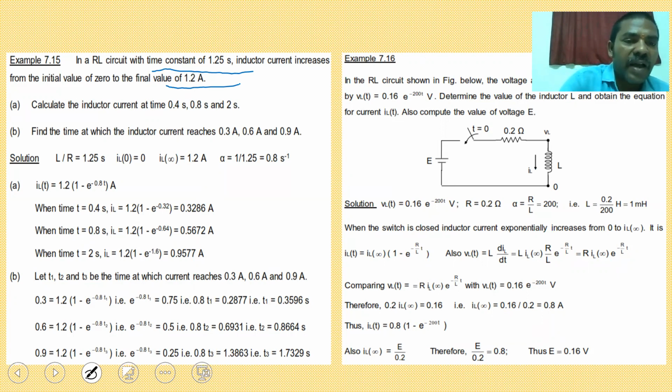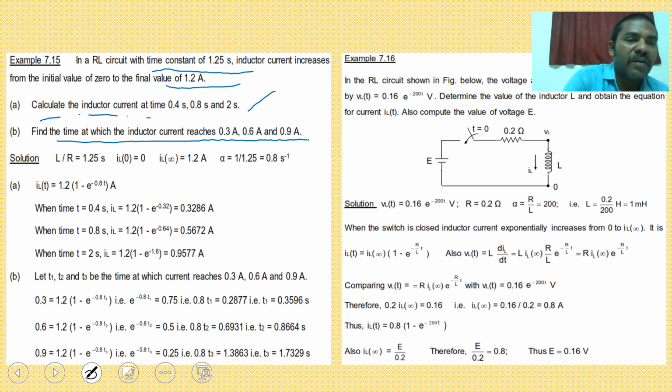So what you have to calculate is the inductor current at 0.4 seconds, 0.8 seconds, and 2 seconds. And also, when the inductor current reaches 0.3 amperes, 0.6 amperes, and 0.9 amperes, you have to calculate the time intervals.